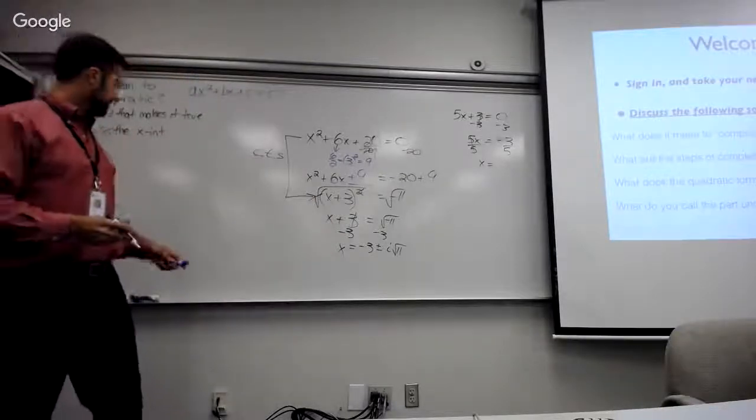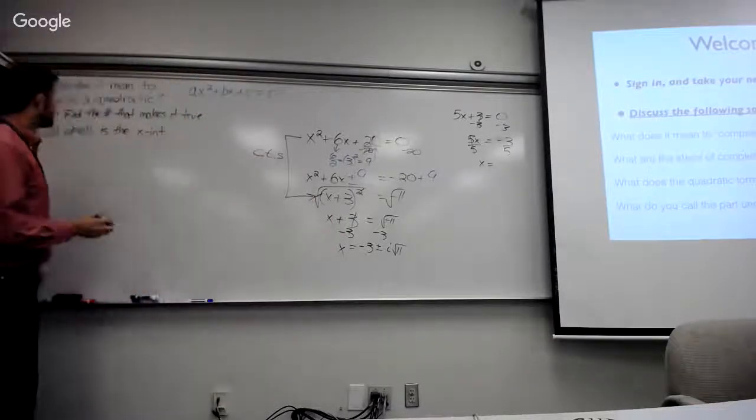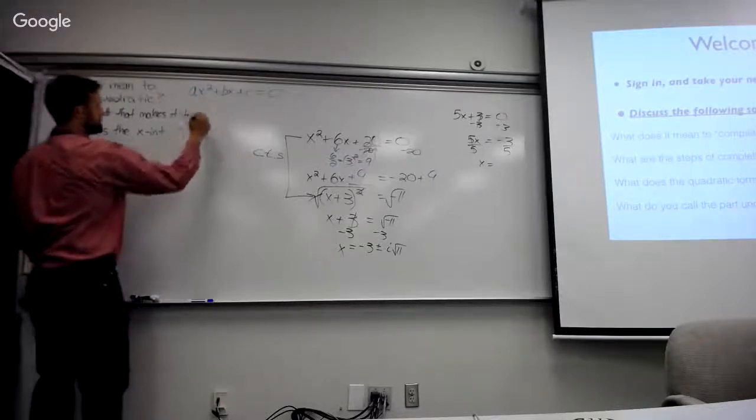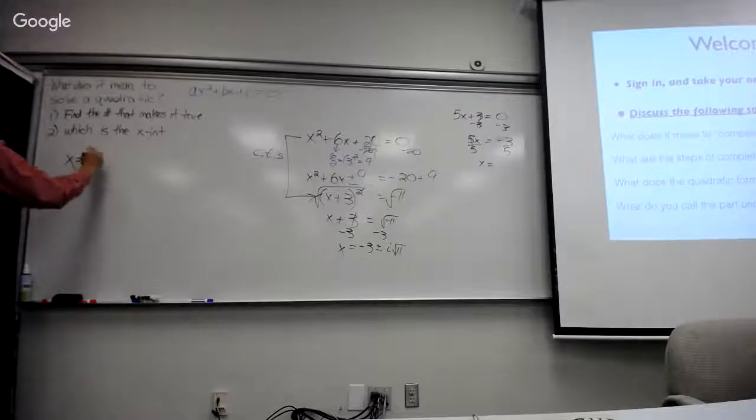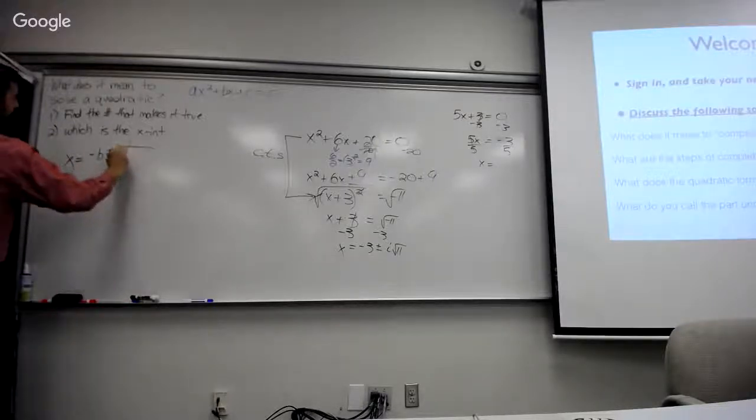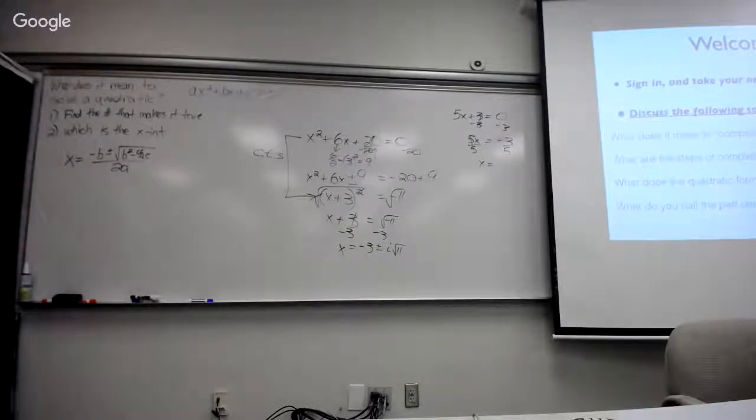How about the quadratic formula? What does it tell you? Yeah, exactly right, the x-intercepts. So x equals negative b plus or minus the square root of b squared minus 4ac all over 2a. And that's one thing it tells you.